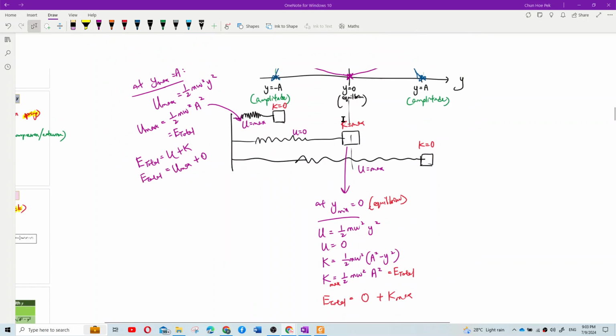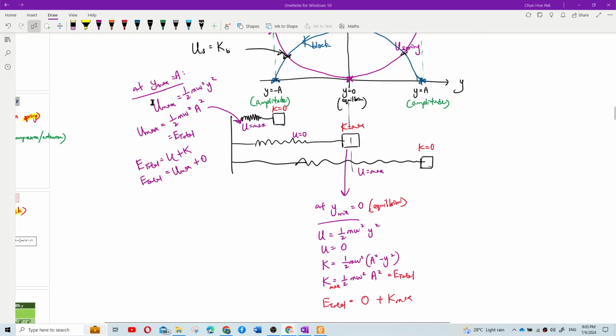Begitulah ya. So bila ini di amplitude. Ini bila di amplitude. Bila di amplitude dia punya U maksimum K kosong. Tapi bila di equilibrium dia punya potential energy in the spring sudah tukar semua kepada kinetic energy in the block. So tak ada lagi tenaga simpan dalam spring. Kita guna formula pun ganti Y dengan kosong. Kita dapat U kosong, K pula dapat maksimum.